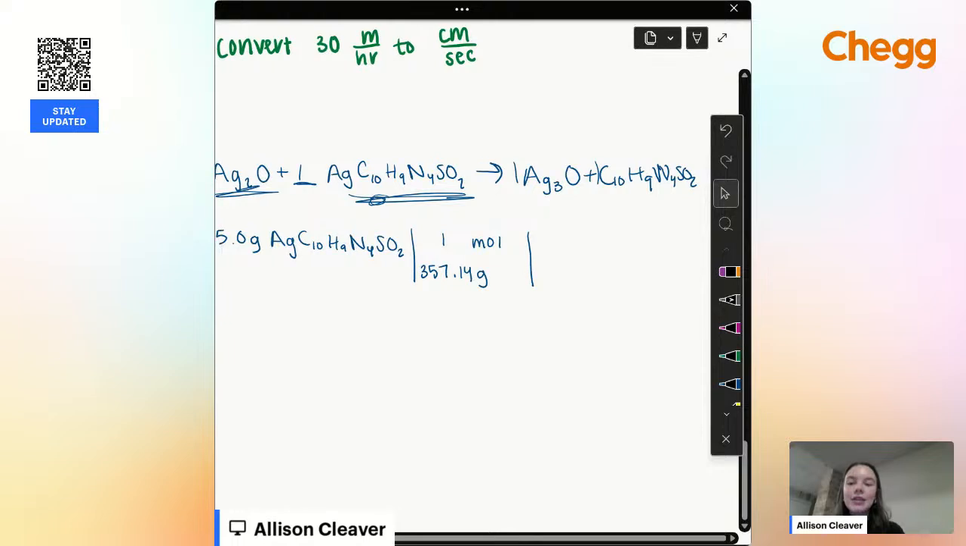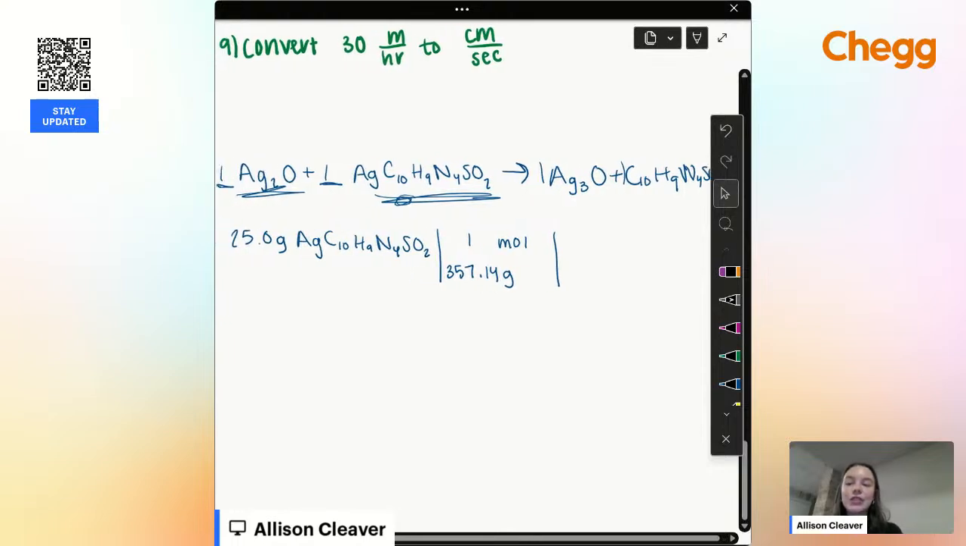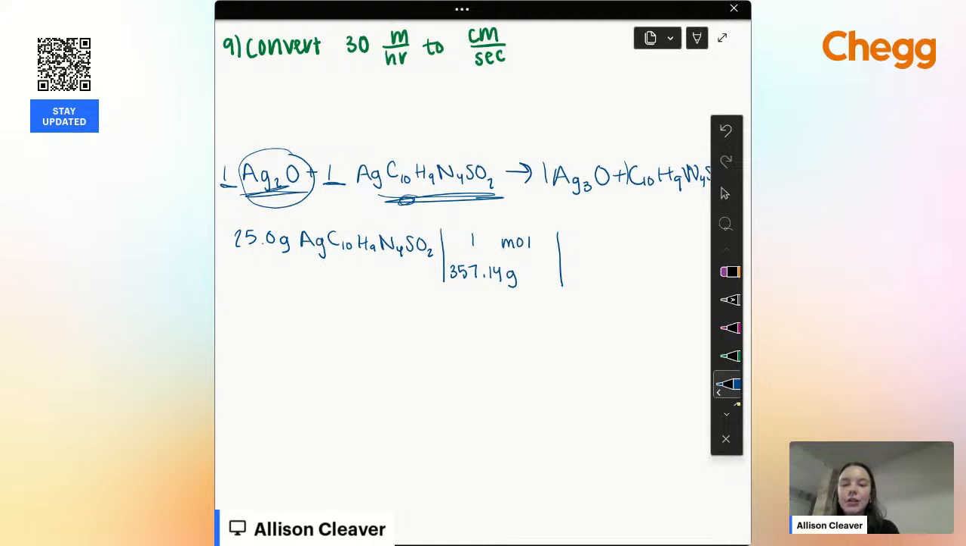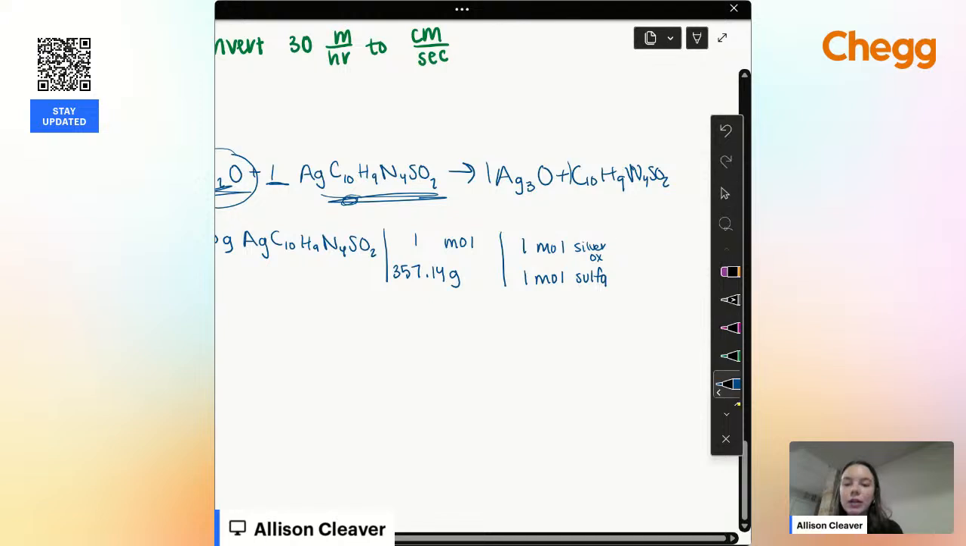So then we want to convert to moles of our silver oxide. And this is a 1-to-1 ratio. So 1 mole of, we'll put sulfa to abbreviate, to 1 mole of silver oxide. If this number right here was a 2, we would put 2 for that silver oxide. It really depends on that coefficient. So we have a 1-to-1 ratio.